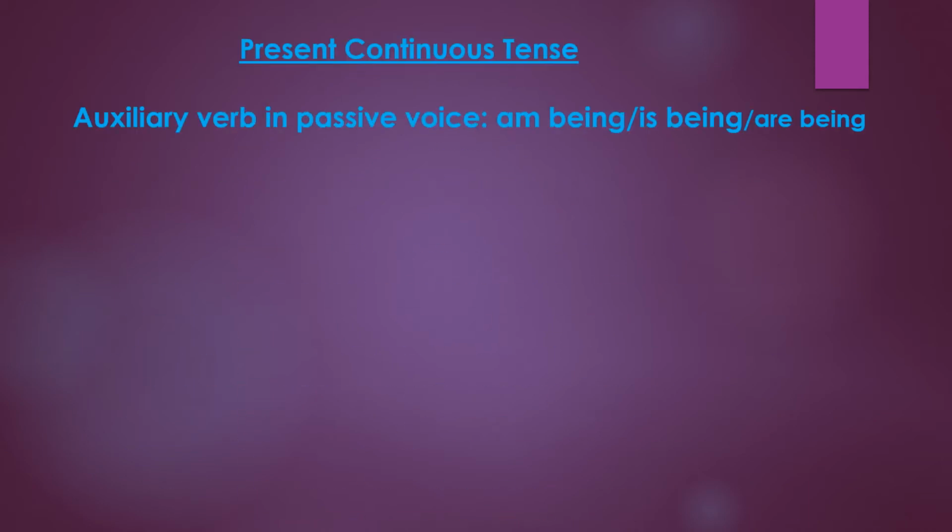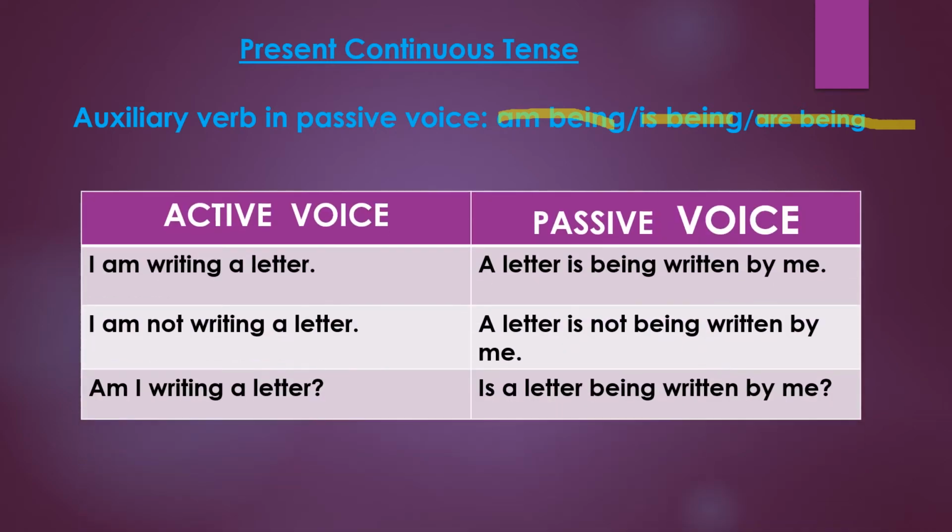Now present continuous tense. In present continuous tense, the auxiliary verbs we use for passive voice are am being, is being, and are being. That means am, is and are of the simple present tense will be added with being if the active voice is in continuous tense. So here, for example, I am writing a letter. Here this sentence is in present continuous tense. How come we came to know that?